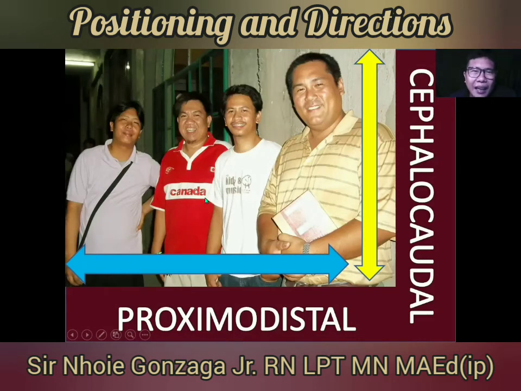So when you say, oh, I am here, of the three, I have the least cephalocaudal appearance. But I am not the smallest proximodistally. I hope you get what I mean. I am not the thinnest, but I am the shortest. So in biology and medical terminology, cephalocaudal is the measure from head to toe, while proximodistal is from the left to the right or right to the left.